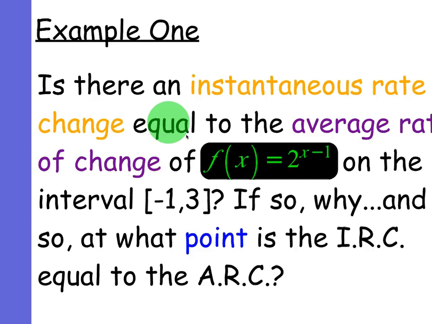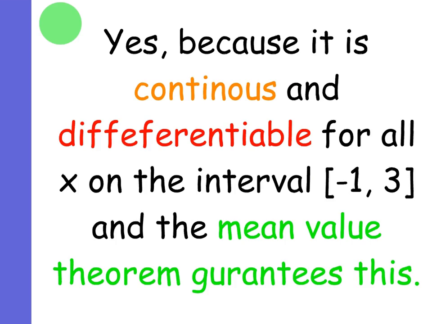Is there an instantaneous rate of change equal to the average rate of change of f(x) equals 2 to the power of x minus 1 on the interval [-1, 3]? If so, why? And if so, at what point is the instantaneous rate of change equal to the average rate of change? So not only are we going to try to show that there is a tangent line equal to the slope of the secant line on this interval, we will actually want to find what that slope is. And not only that, we want to figure out at what point the instantaneous rate of change equals the average rate of change on this interval. So it seems like there's a lot going on here, but it's not going to be very difficult.